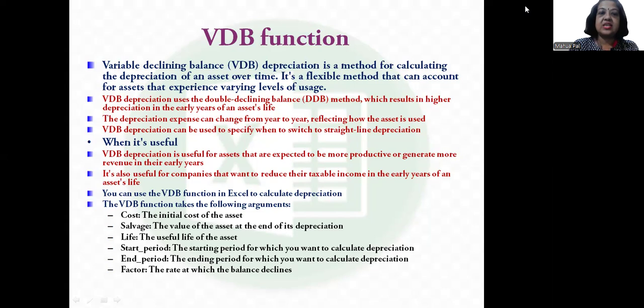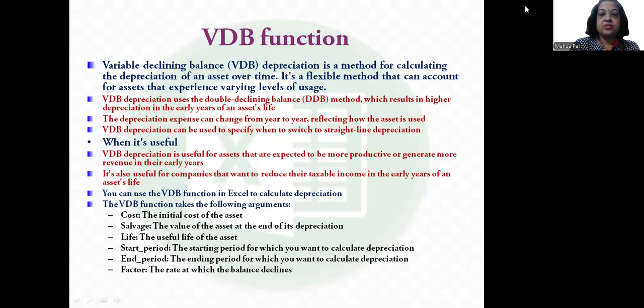VDB depreciation can be used to specify when to switch to straight line depreciation at a later stage of the asset life, for example. It is useful for assets that are expected to be more productive or generate more revenue in their early years. It's also useful for companies that want to reduce their taxable income in the early years of an asset's life.